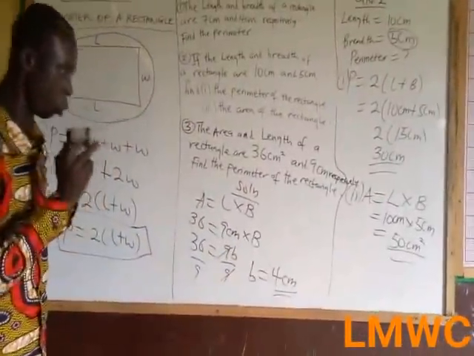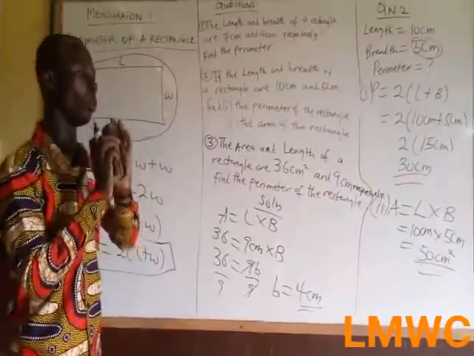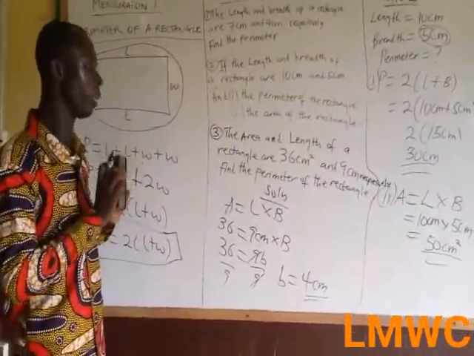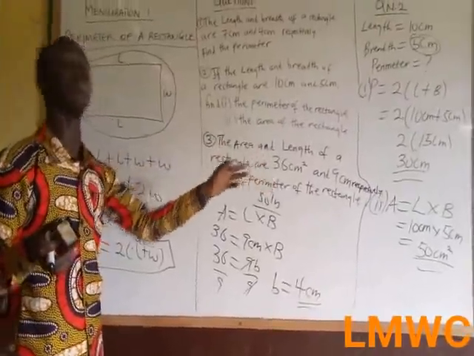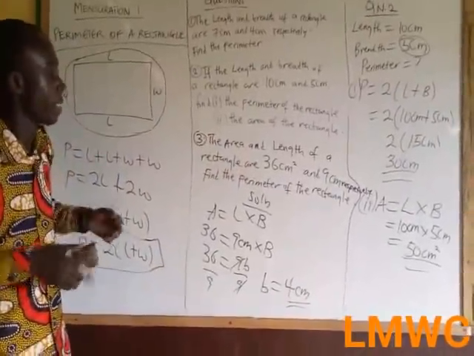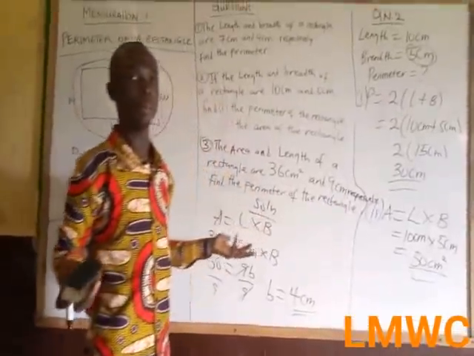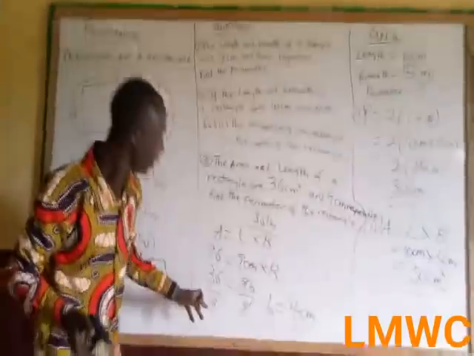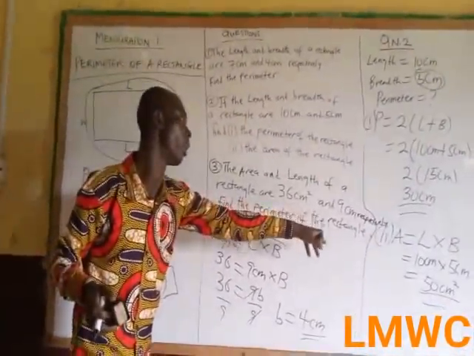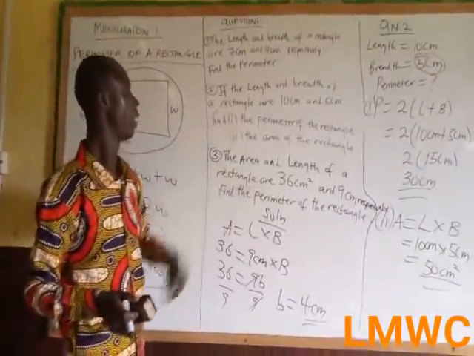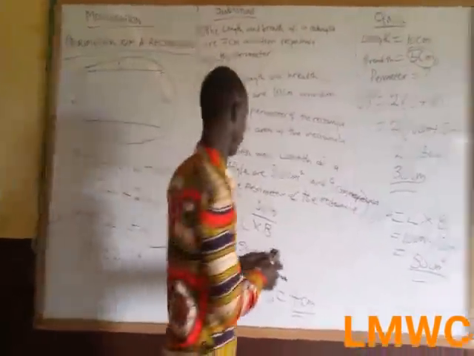So you first use your area to calculate the breadth. After you get your breadth, you use the perimeter of the rectangle formula because now we know the length and breadth. There can be an instance where they'll give you area and breadth. It's the same approach. You first find your length, after that you use the perimeter of a rectangle formula to calculate your perimeter. So let's solve this one.